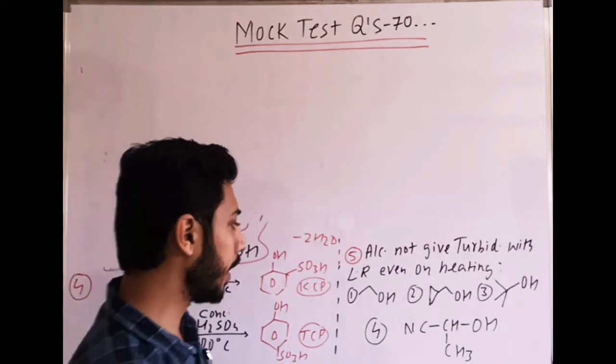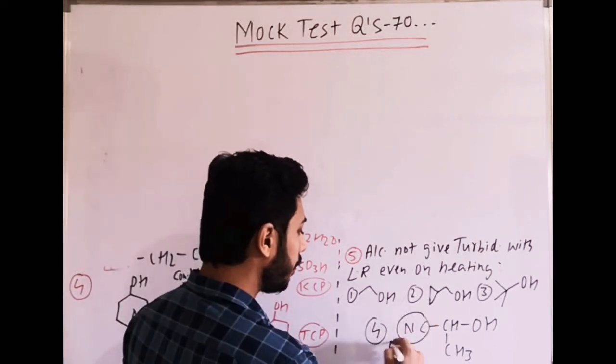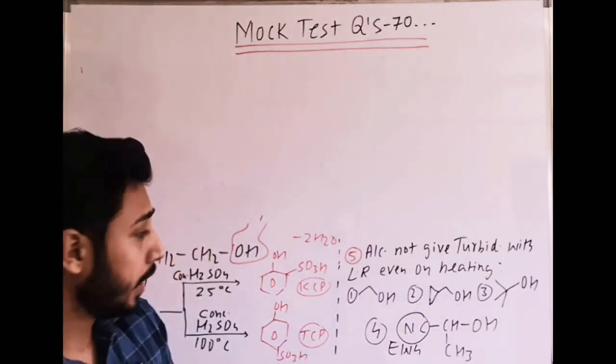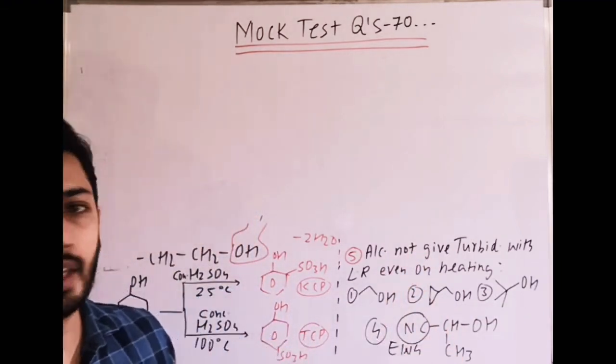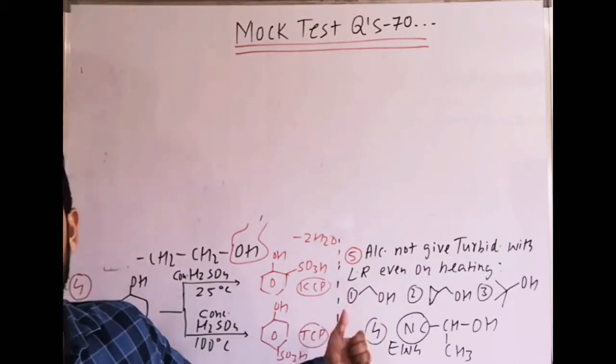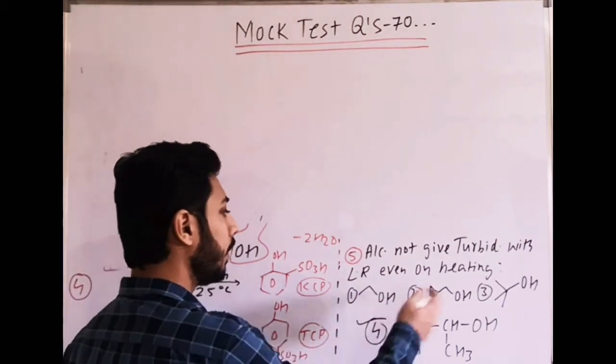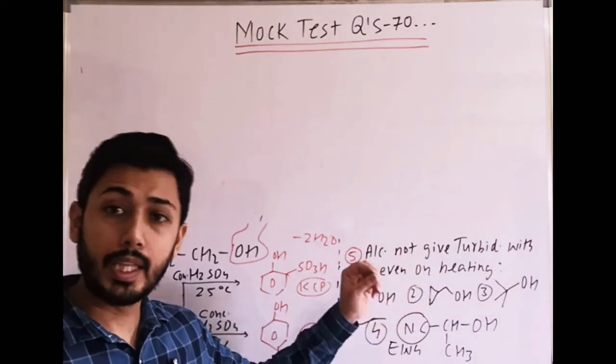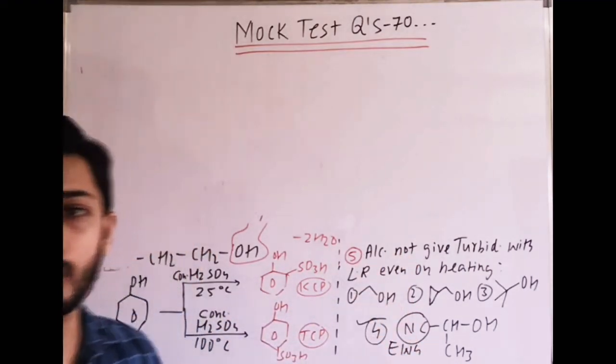Fourth, the cyanide group is there, and we know cyanide is a strong electron withdrawing group. That means this OH will not depart easily, because the plus charge is highly unstable there. So among them, the best option, the answer, should be the fourth one, which will not undergo the Lucas reagent test even after heating, because a strong withdrawing group is present.